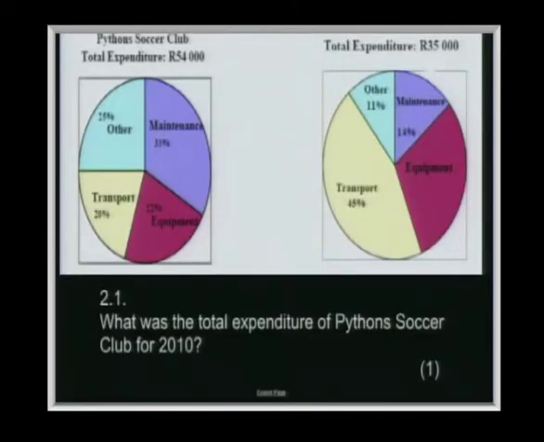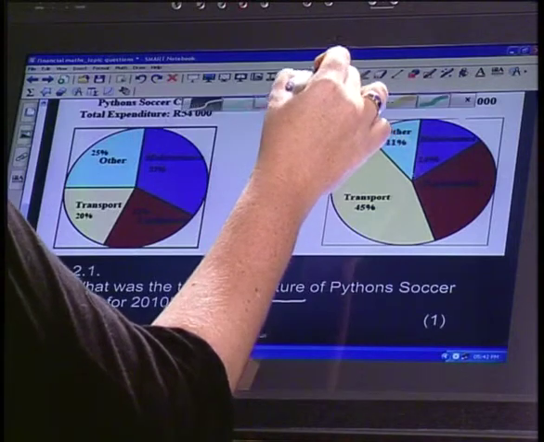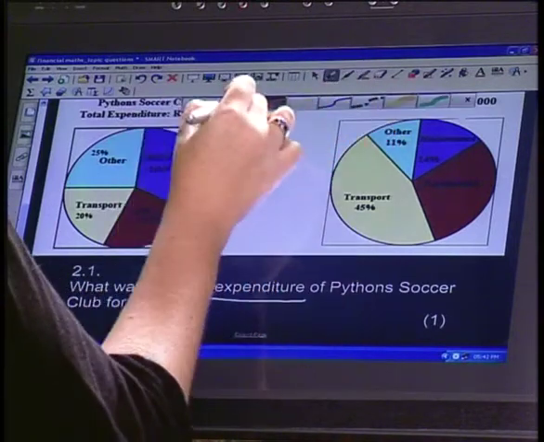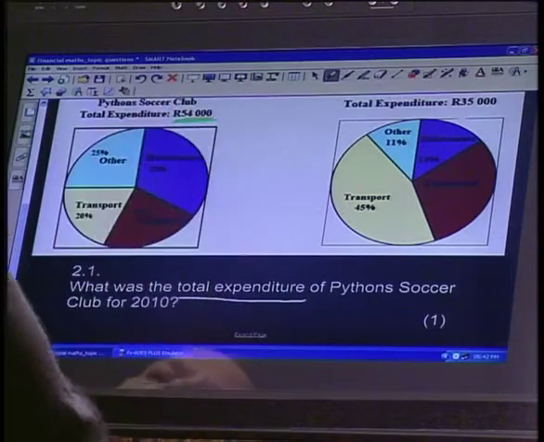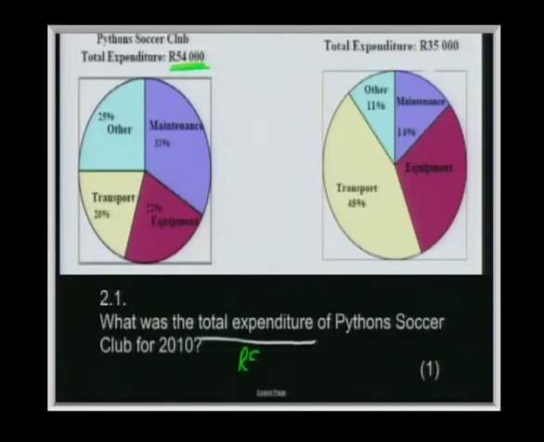The question is, what was the total expenditure of the Python Soccer Club for 2010? So first of all, we need to decide which of the two pie charts we're going to be looking at. We need the Pythons one, and therefore we're going to look at that. And this is a nice easy question because they've given us the answer right there. Total expenditure is 54,000.